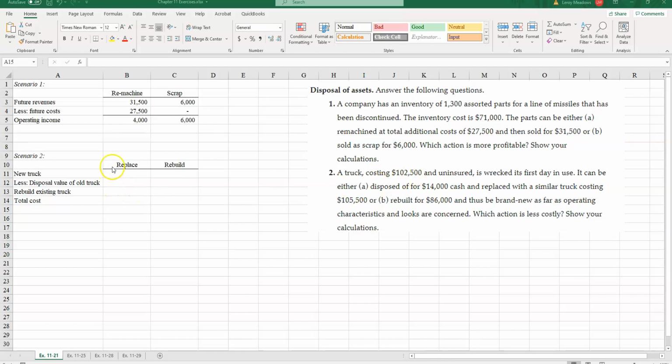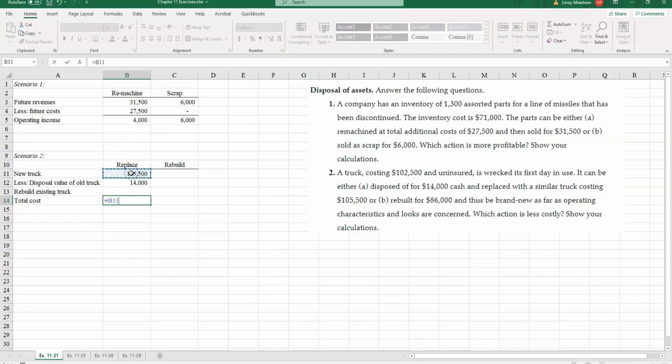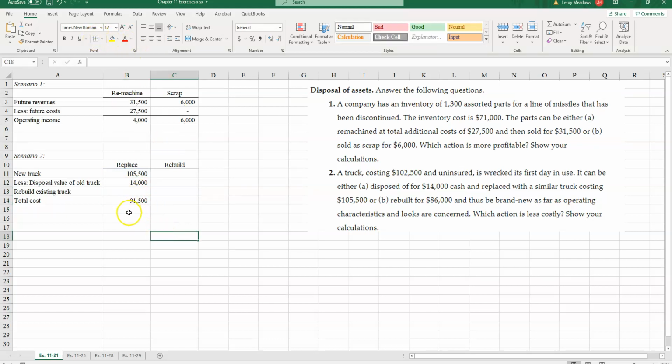So we're going to look at the option first to replace the truck. If I replace the truck, what is it going to cost me? It's going to cost me $105,500. But I'm actually going to be able to dispose of that old truck for $14,000. So it's really going to cost me $105,500 minus $14,000 salvage value, and that's going to cost me $91,500 if I decide to replace the truck.